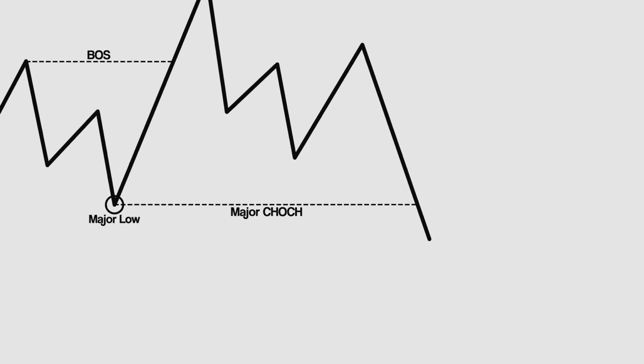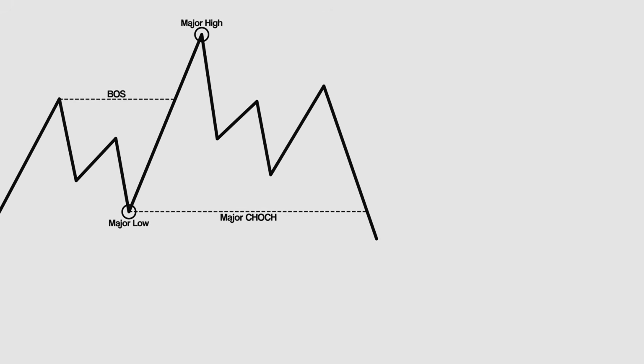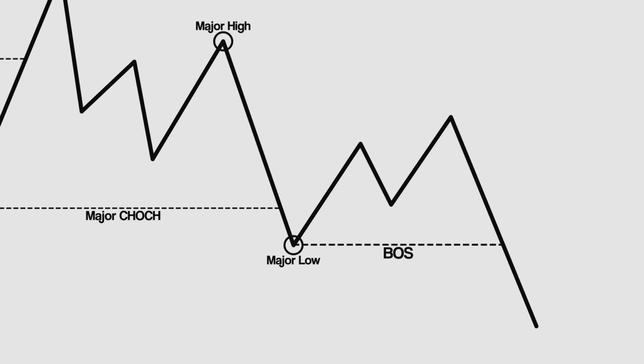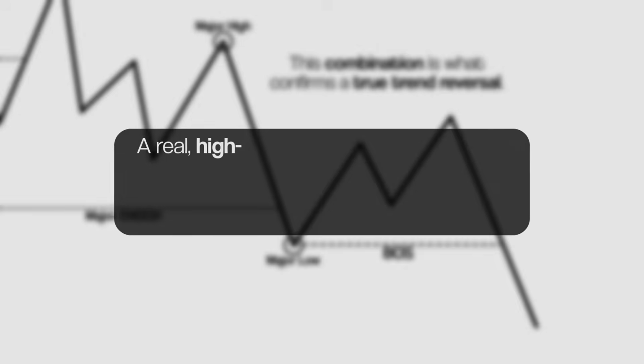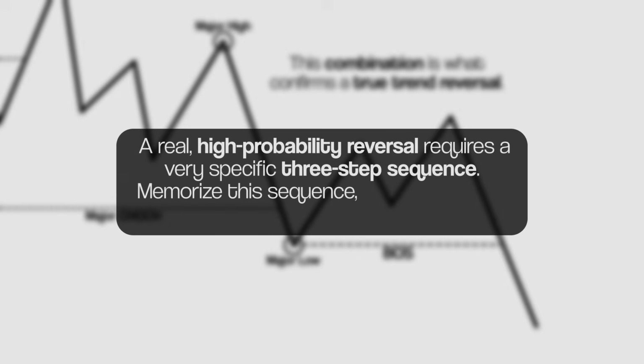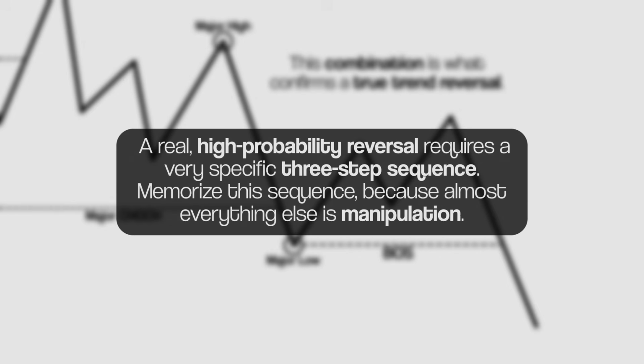A change of character alone is incomplete and unreliable unless it is followed by a break of structure in the opposite direction. This combination is what confirms a true trend reversal. A real high-probability reversal requires a very specific three-step sequence. Memorize this sequence because almost everything else is manipulation.